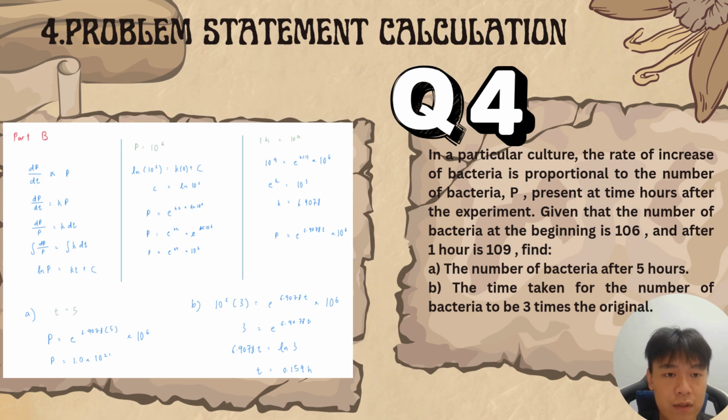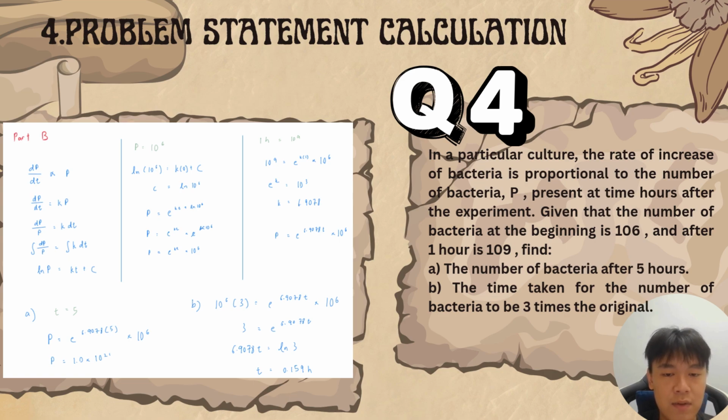Then we move to the third step. The question says that at 1 hour, P equals 10 power of 9. Also the same, we just sub the 10 power of 9 into P. Then we get k equals 6.9078. Then we sub k into our second equation, and we get P equals e power 6.9078t times 10 power of 6.